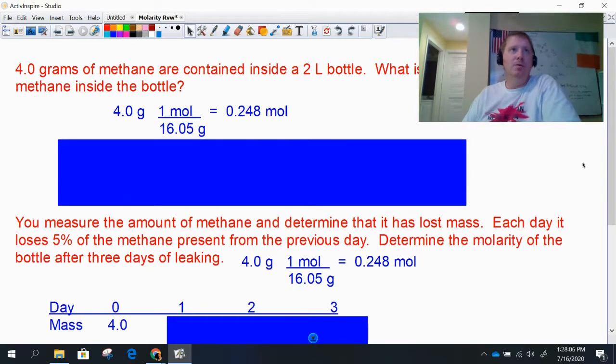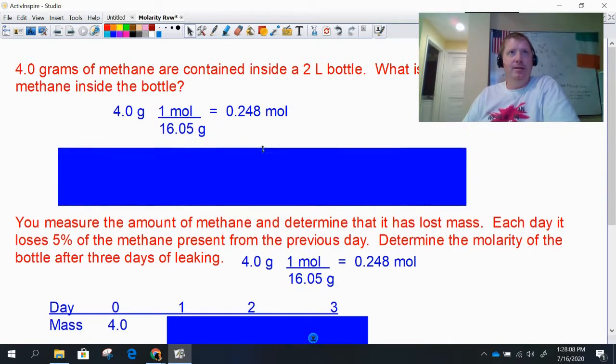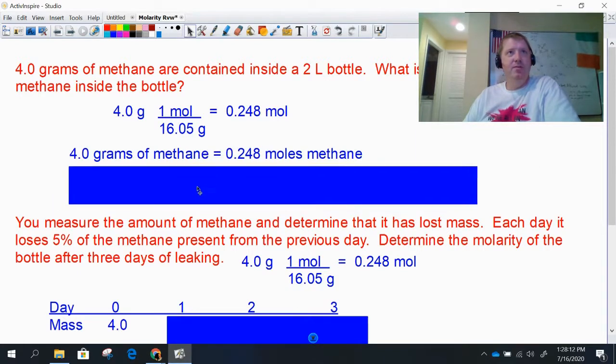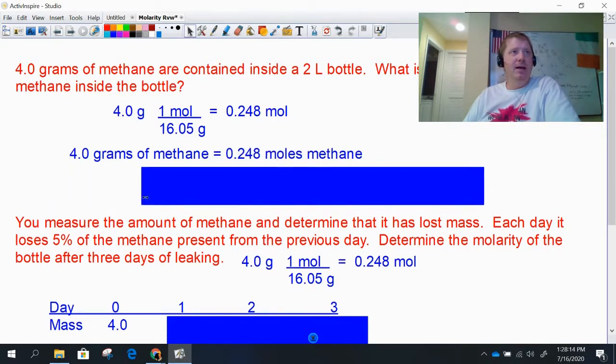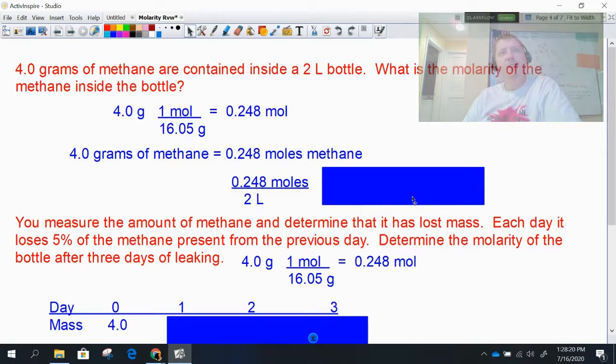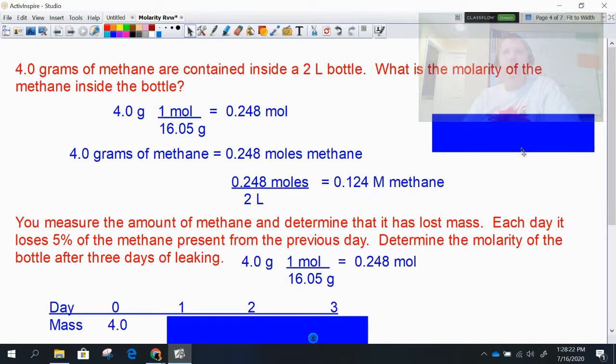So now I've got the moles. So I could say, all right, moles. 4 grams of methane is 0.28 moles. And I need to convert that to molarity. So I'm just going to take the moles and divide it by the volume it's occupying, and I have the molarity. There we go. Pretty simple.